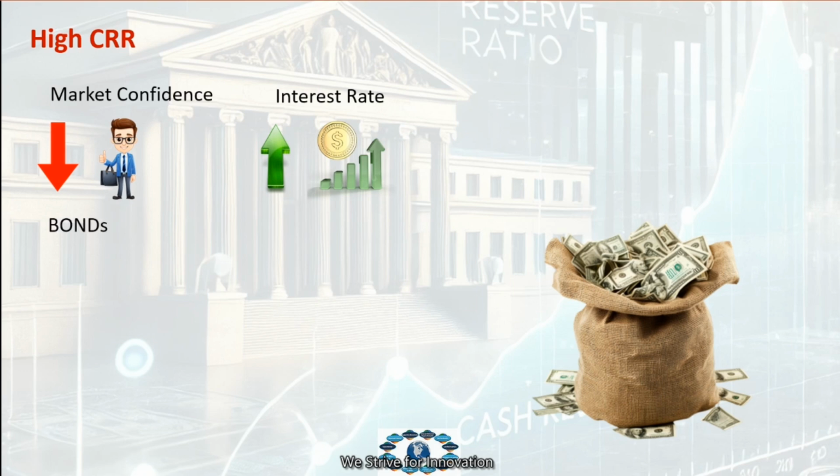About the bond, what will happen to the bond? The bond price will fall. A higher CRR could result in a higher interest rate, which will push bond prices down. Remember, with a higher interest rate, the newer bonds will be more attractive and the older bonds will be less attractive, so the bond prices will go down.